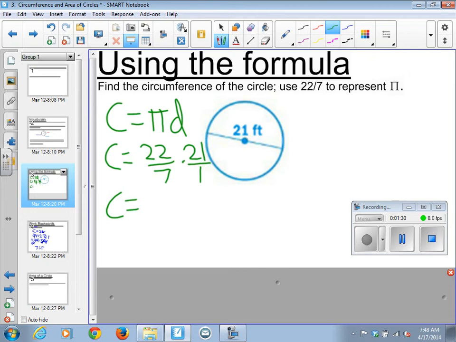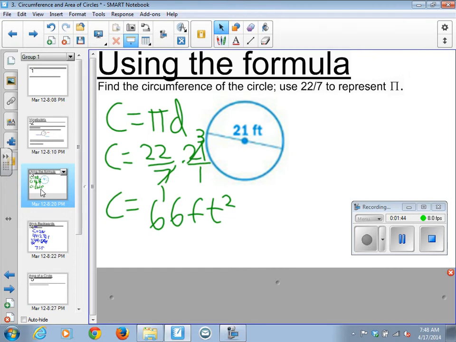And we look, 21/7 can be simplified. Divide each by 7, we get this. So our circumference becomes 66 feet. Just multiplying the fractions. That one seemed pretty easy. Now we're going to work backwards, a little bit trickier.